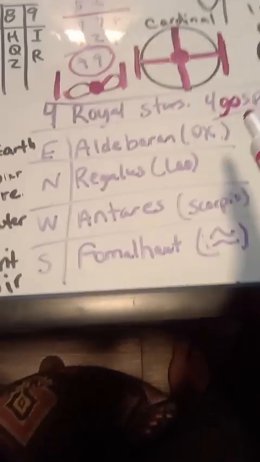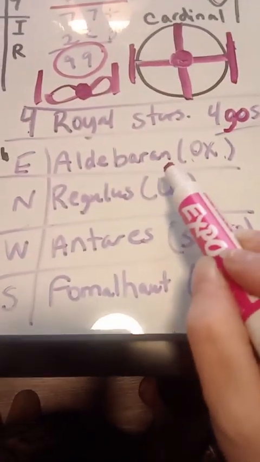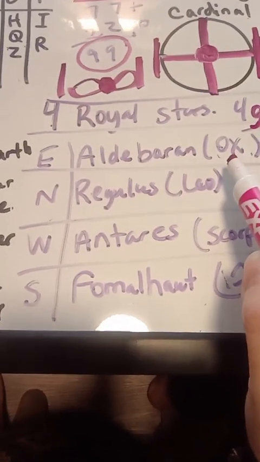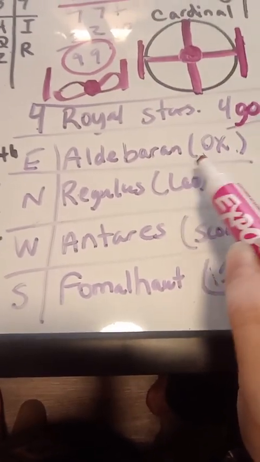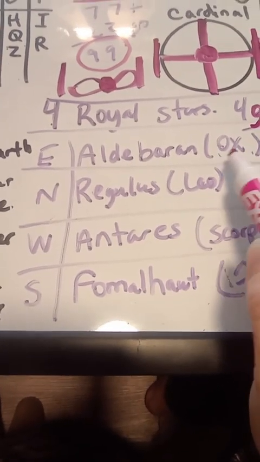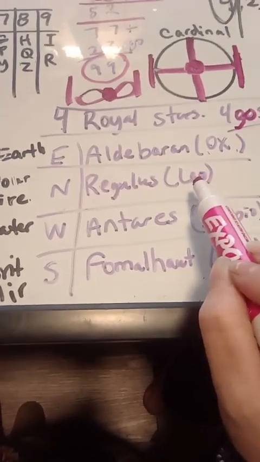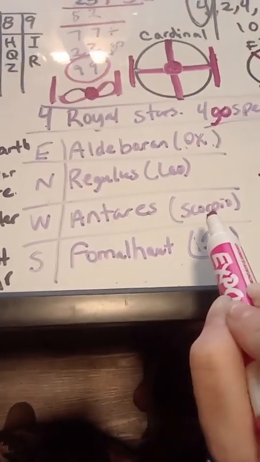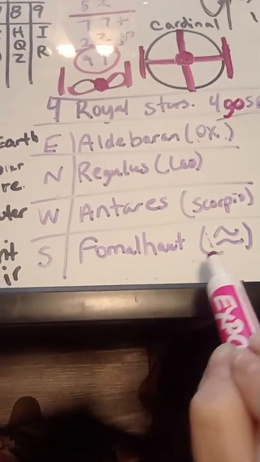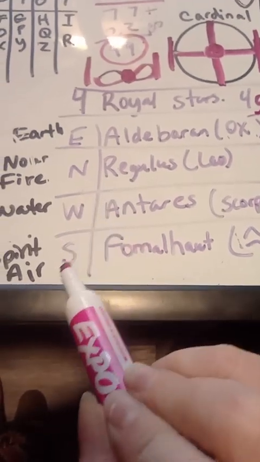I just explained this. Okay, and you've got Aldebaran. He's the ox, the bull. Okay, different values for ox, different values for bull, different values for Taurus. AU gold. Okay, Regulus is Leo. Antares is Scorpio. And Fomalhaut is Aquarius, and these are your east, north, west, and south.